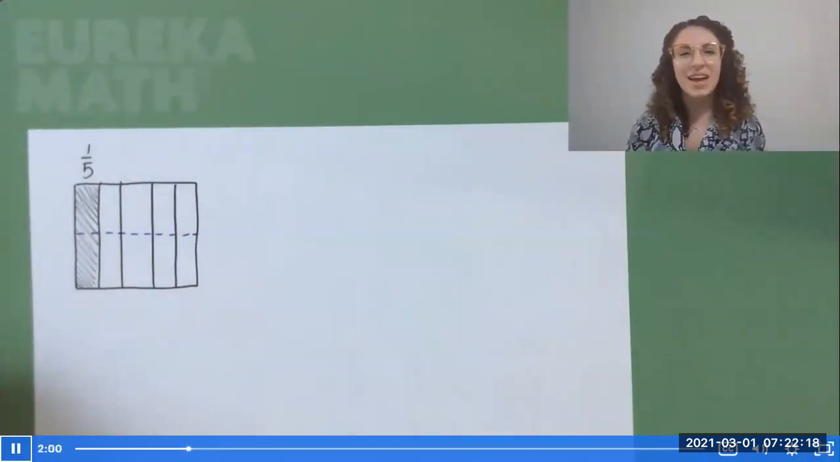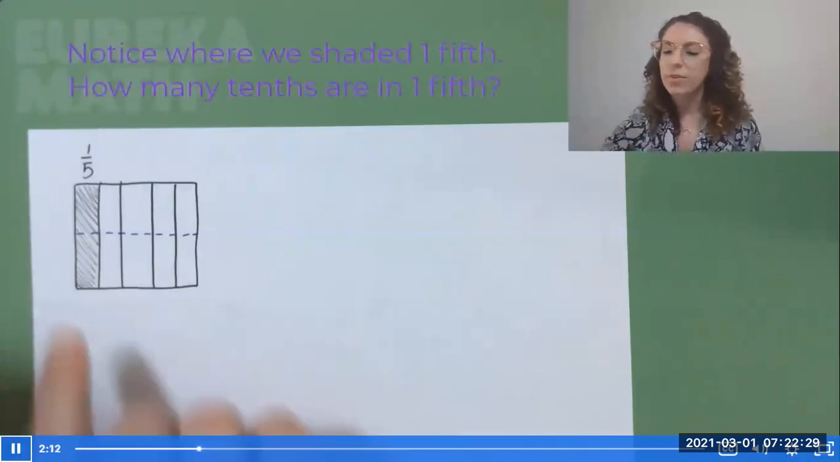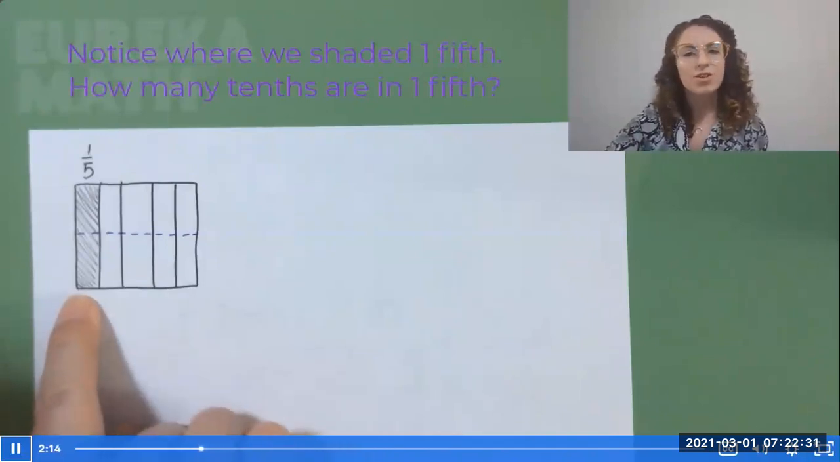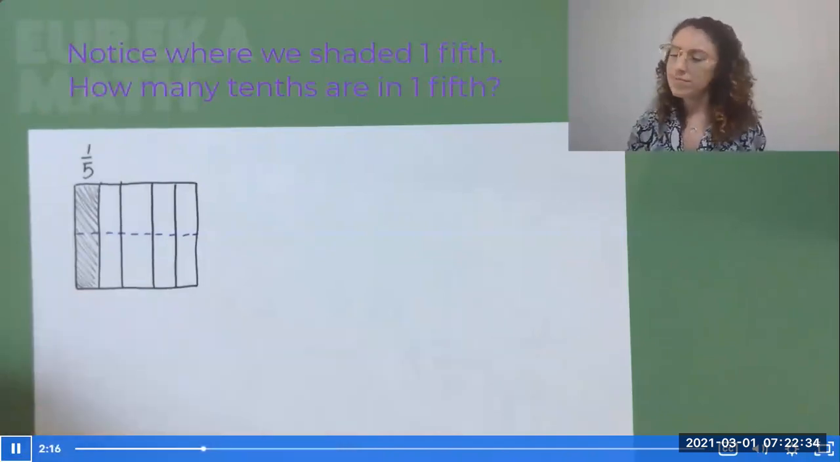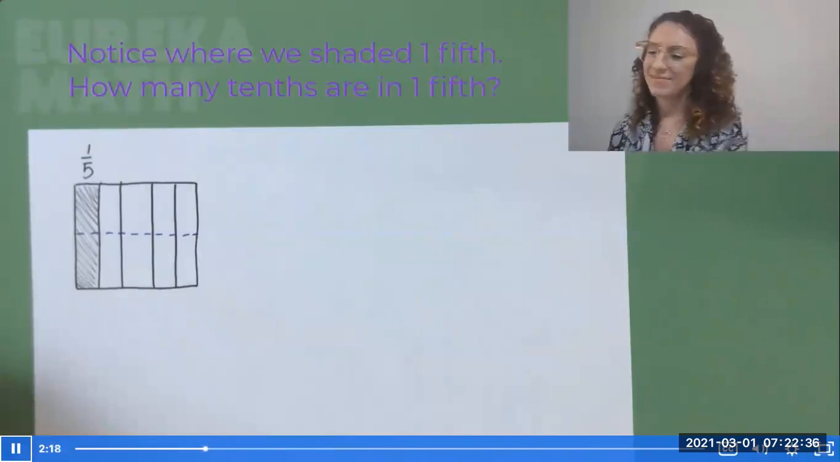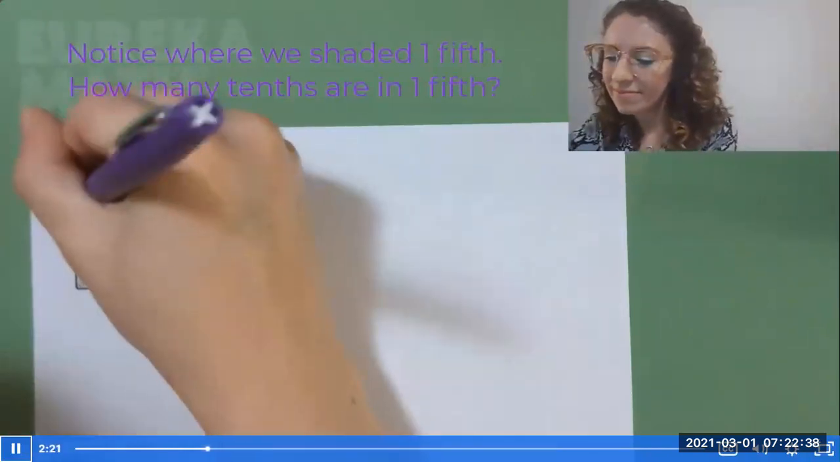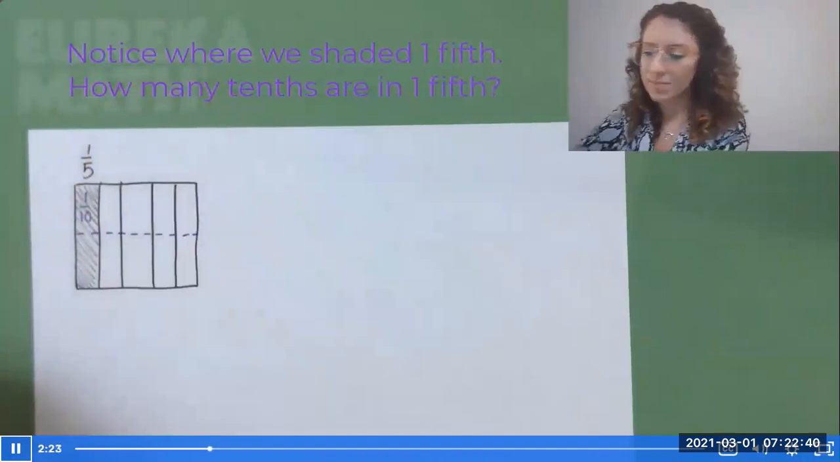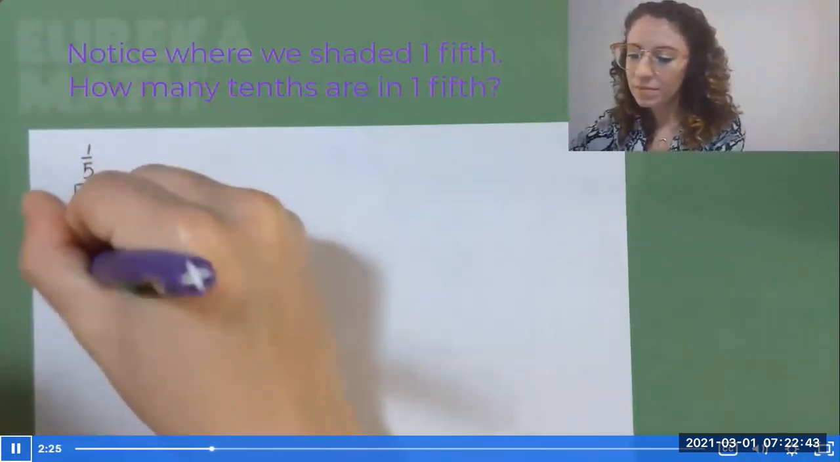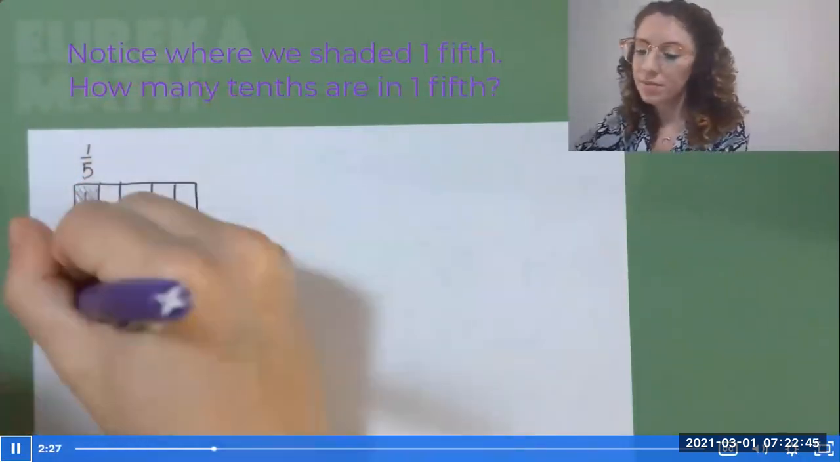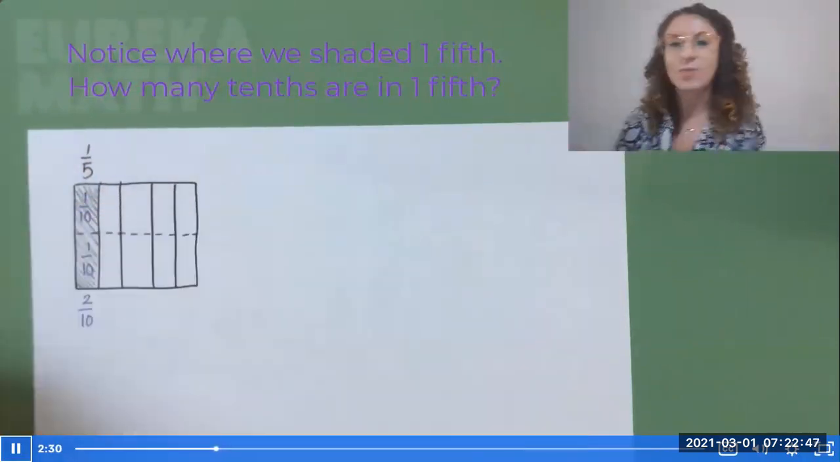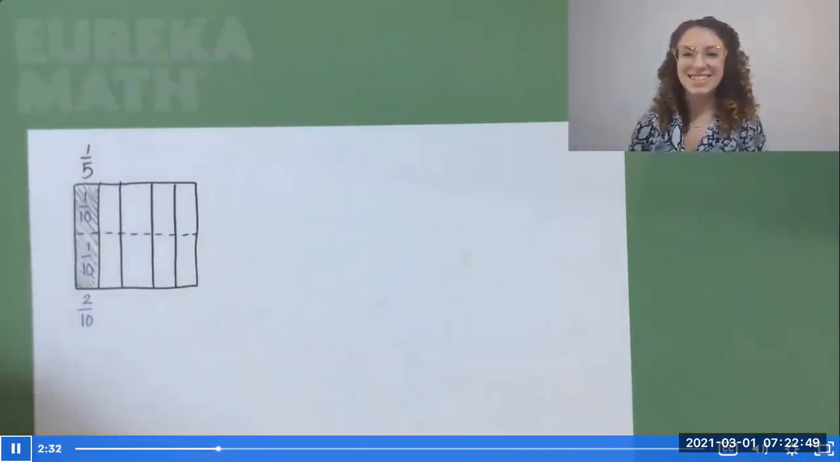What do the dotted lines make? What do we call these new pieces? Tenths. Notice where we shaded 1/5. How many tenths are shaded? Here is 1/10. And here is another 10th. So 2 tenths are shaded.